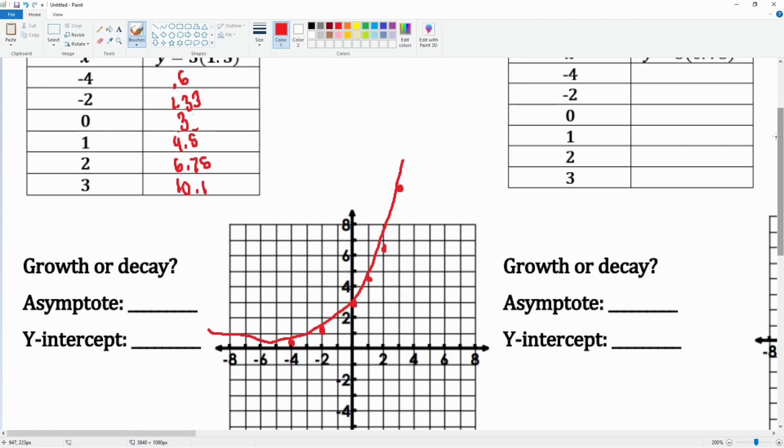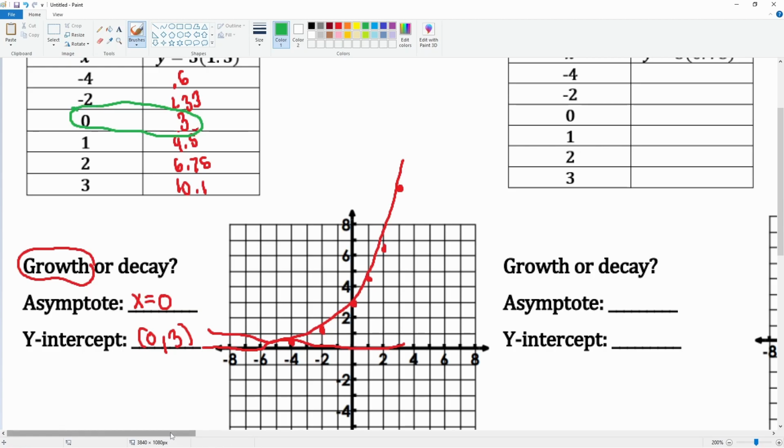And now we can see that this is a growth. The asymptote is the line here that it does not go past, so that is y equal to 0. And the y-intercept is the point 0,3. It's right here if you would like to see where the y-intercept is.